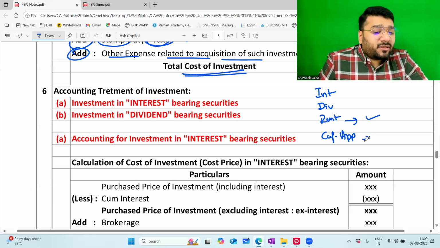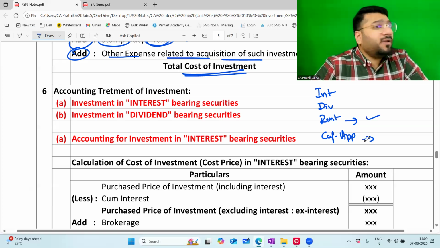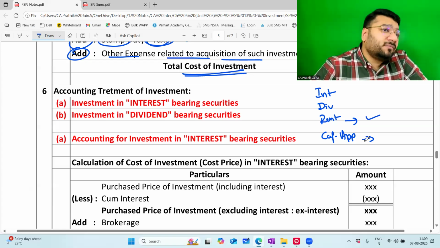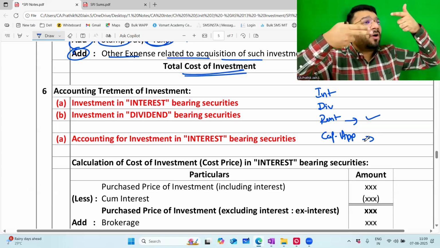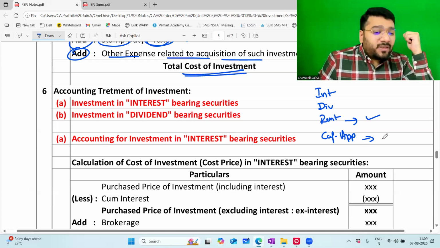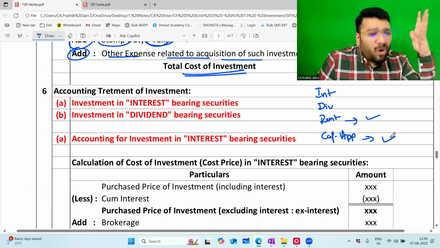Similarly, capital appreciation. I purchased one land for 10 crore, sold it for 12 crore. How much is the profit? 2 crore. Is there any difficulty in recording this transaction? What is the journal entry for selling the land at 12 crore rupees? Bank account debit 12 crore, to land 10 crore, to profit on sale of land 2 crore. So with regard to rent and capital appreciation, there is no complication.